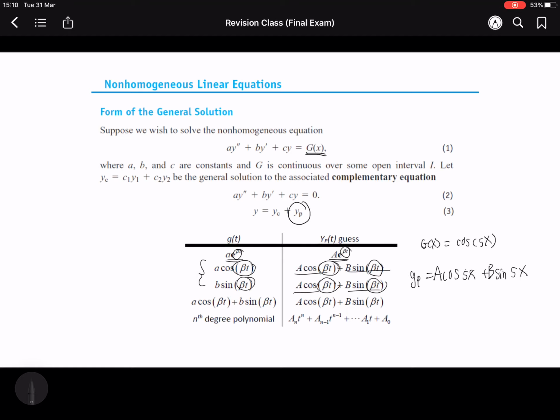And also if you are given polynomial functions for your gx term, you have to estimate your yp particular solution based on the highest degree of your polynomial. For example, if your gx is equivalent to 5x squared here, you know that the highest degree is 2. Therefore, your estimation for the yp should be Ax squared plus Bx plus C, until the end of your degree, right? So that is the concept for the linear equations.